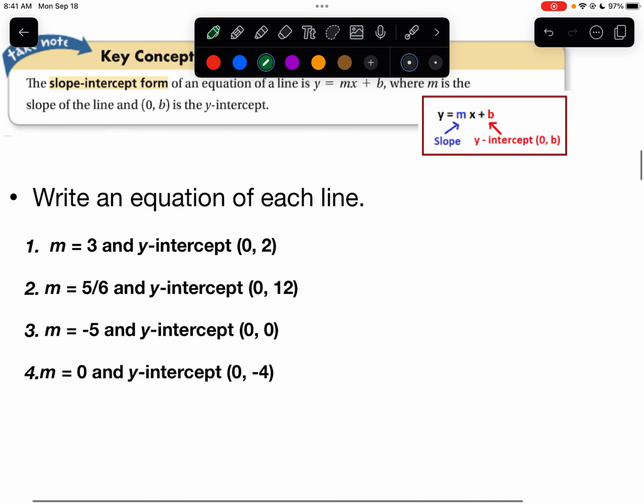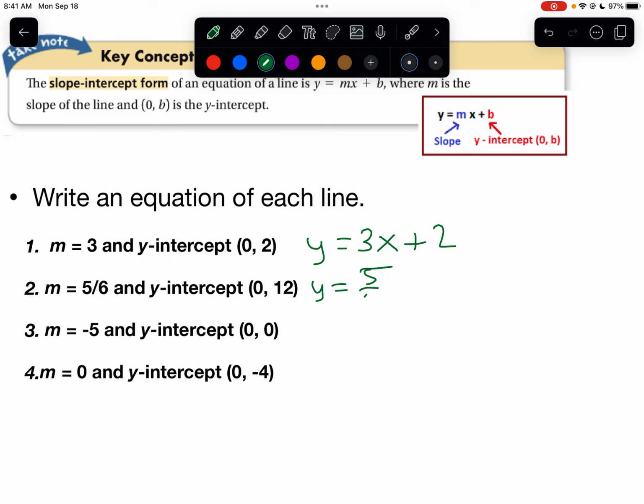So here, write an equation with a slope of 3 and a y-intercept of (0, 2). Using our y = mx + b, that will be y = 3x + 2. Here, a slope of 5/6 and a y-intercept of 12 would result in this slope-intercept equation. Here we have a slope of negative 5 and a y-intercept of 0, and you very well could keep the plus 0 here for that y-intercept, but we wouldn't need to have it.